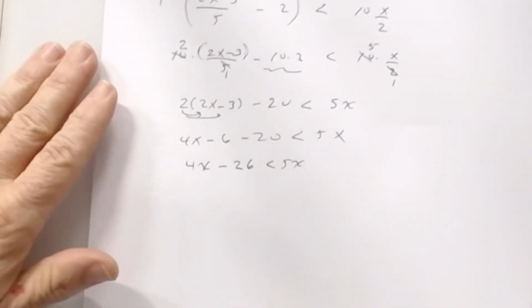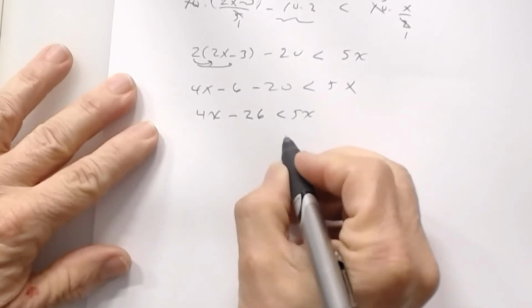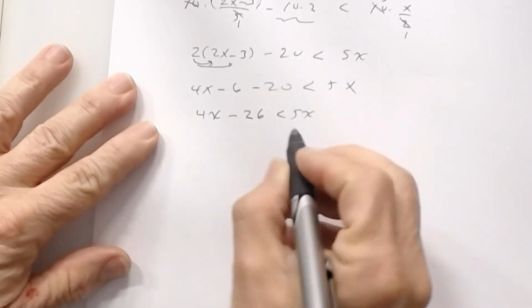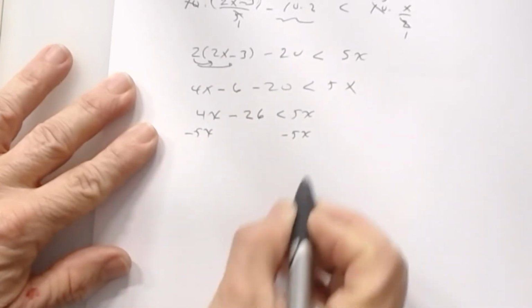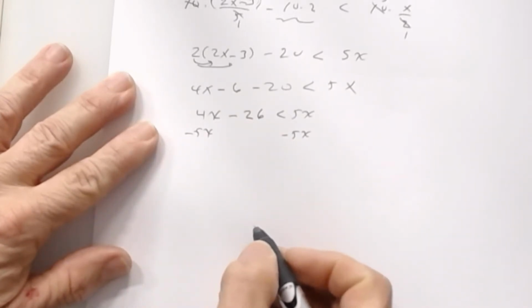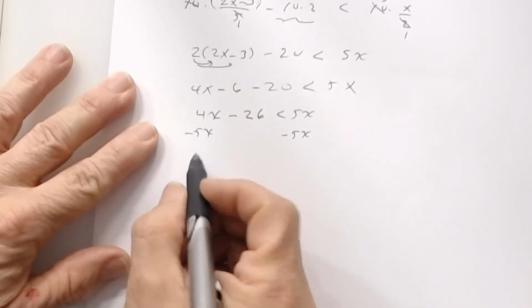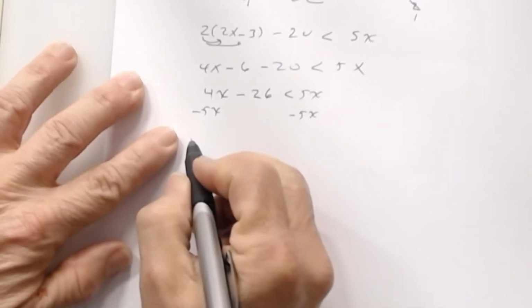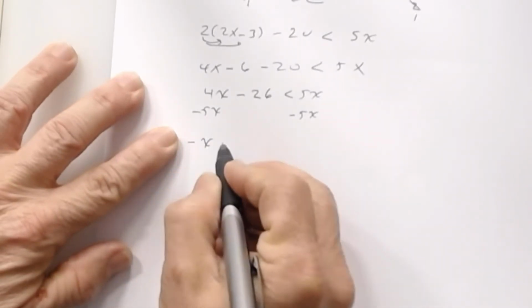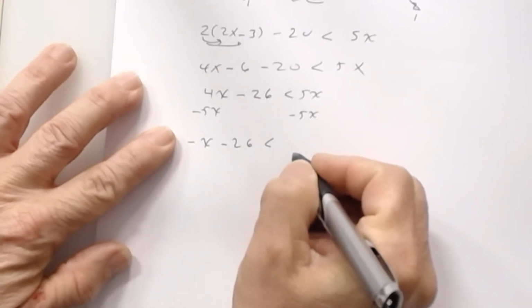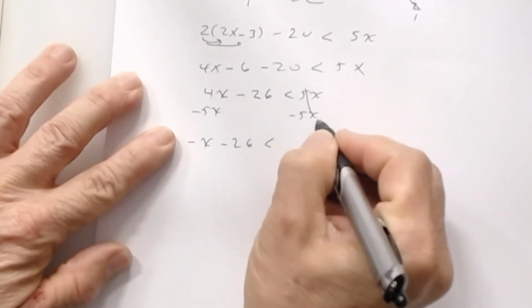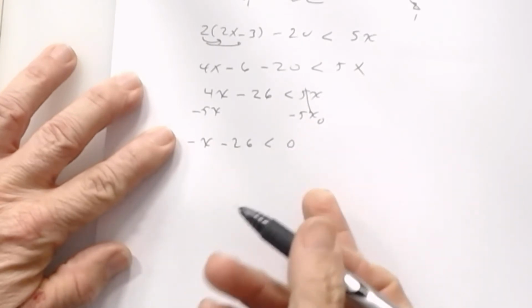So let's bring the variables to the left-hand side first. I'm going to have to subtract 5x from both sides, right? Minus 5x, minus 5x. And notice I'm aligning my like terms. Then I combine like terms. What's 4x and a negative 5x? Negative 1x, or negative x, minus 26 is less than what? You have to say the 0. 5x minus 5x is 0. You have to have something there.